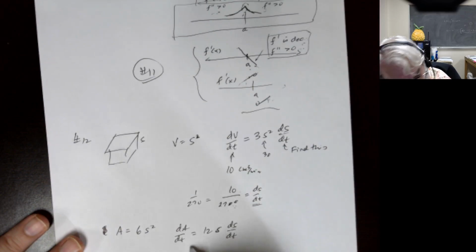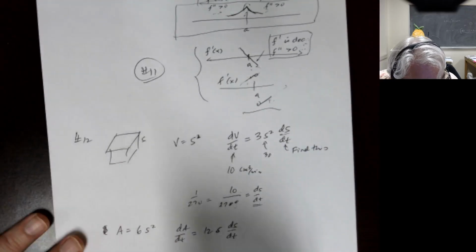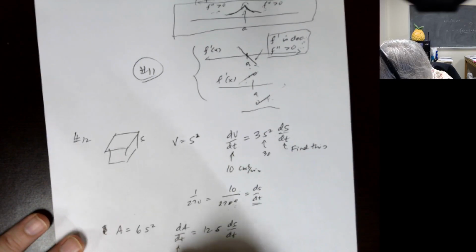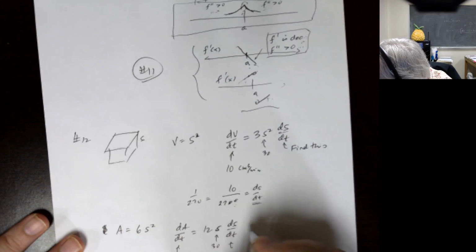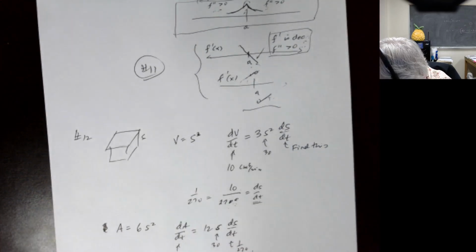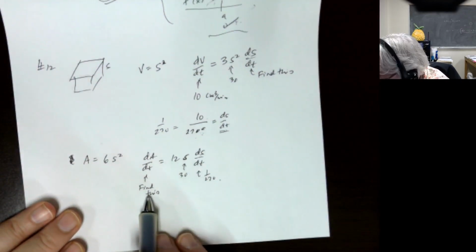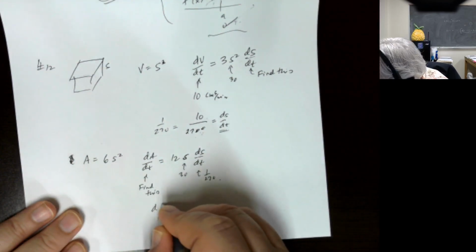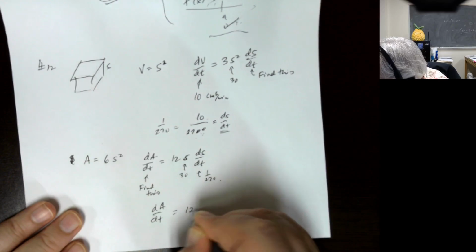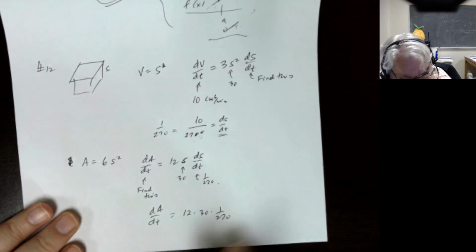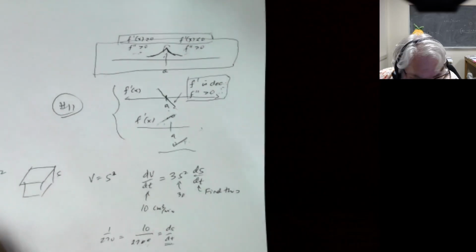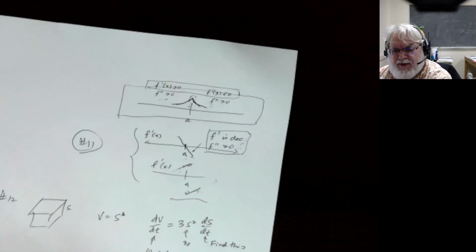And so now we want to find dA over dt when our s is 30 and our ds over dt was 1 over 270. Okay, so dA over dt is 12 times 30 times 1 over 270. I'll let you compute that number. Good. That's number 12. We're getting there. We're about a half an hour mark.